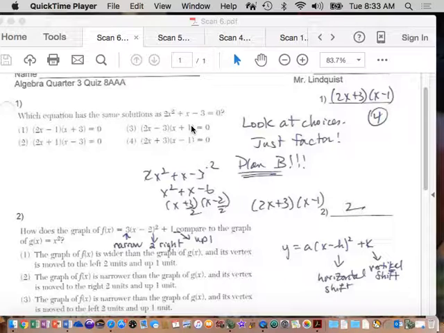Let me just mention a couple of things about your test coming up Friday. There will be no sequences on your test. That's what we're doing now. There will be lots and lots of quadratics, factorings, graphings, etc. It is critical. We have spent a lot of time on it.